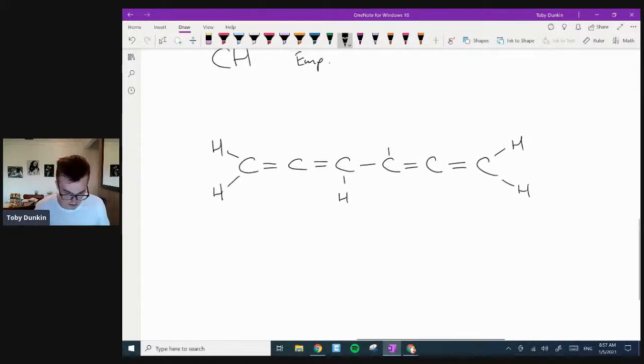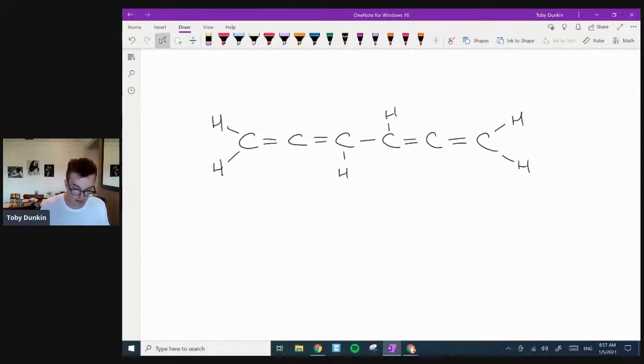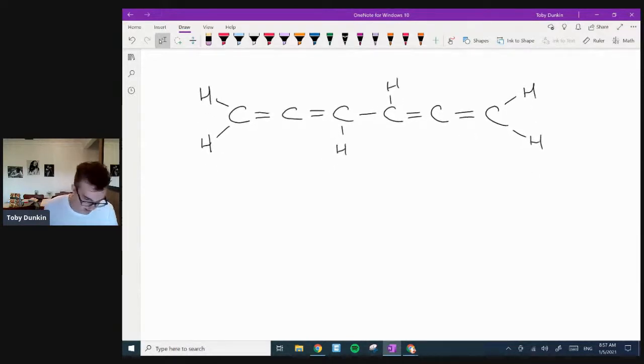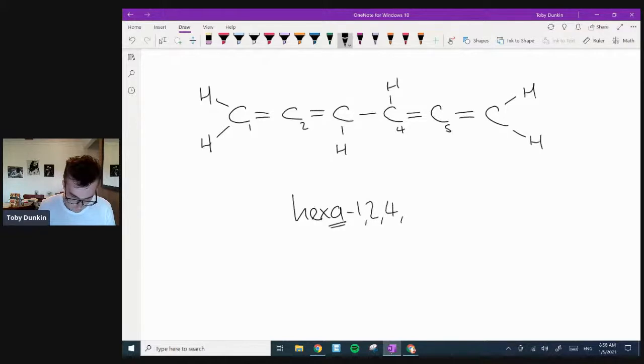First thing he drew was that. And he named it, of course. Absolutely fine to name it. It doesn't show geometrical isomerism, because this middle bond is going to rotate, of course. But this was the first one he drew. So this is going to be hexa. I'm underlining the A to remind you. Hexa 1, 2, 4, 5.